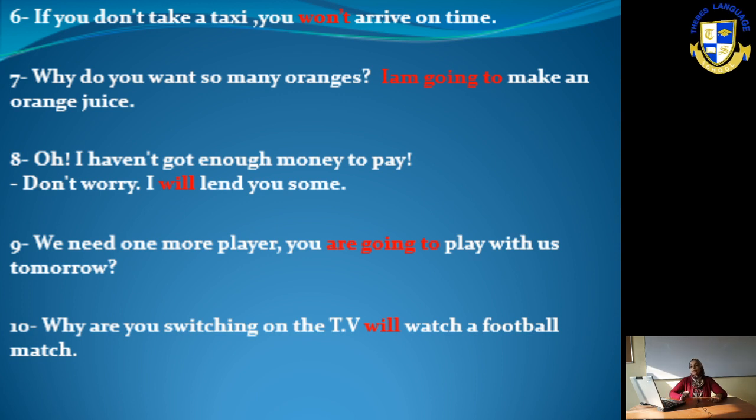Number 6, if you don't take a taxi, you won't arrive on time. Number 7, why do you want so many oranges? So the answer here should be, I'm going to make an orange juice. It means that I arranged or planned to make orange juice, but I didn't find oranges, so that's why I told you I want so many oranges.